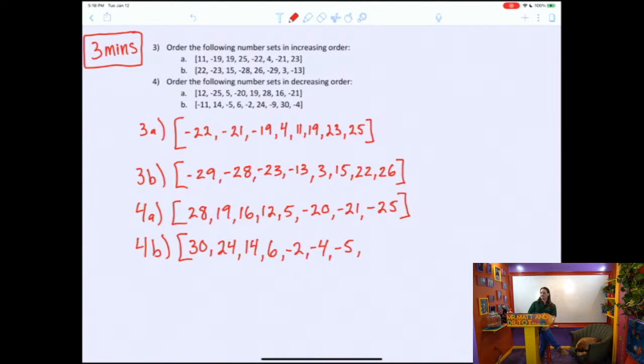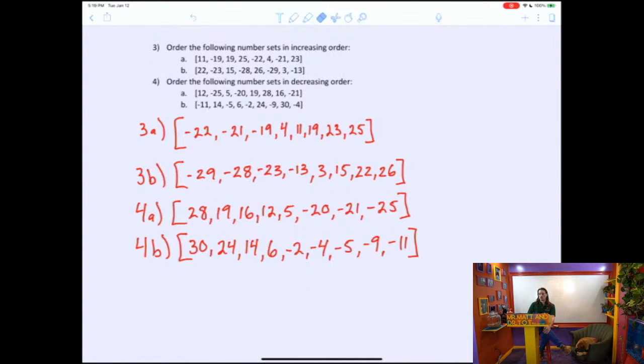So ordering values in increasing order is from least to greatest. So we're going from the most negative to the greatest positive. For number 3, we're going to start off with negative 22, negative 21, negative 19, 4, 11, 19, 23, and 25. For 3b, ordering these from least to greatest, or increasing order, would be negative 29, negative 28, negative 23, negative 13, 3, 15, 22, and 26.